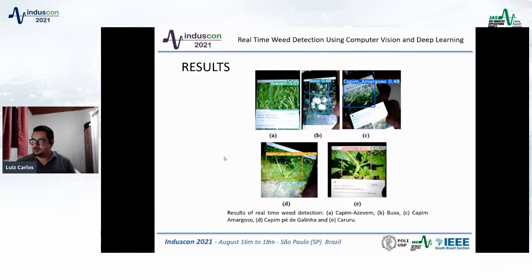Another aspect to mention is that the neural network correctly detected images even when I turned the cell phone and with different light conditions. So this is important to measure the robustness of the model.